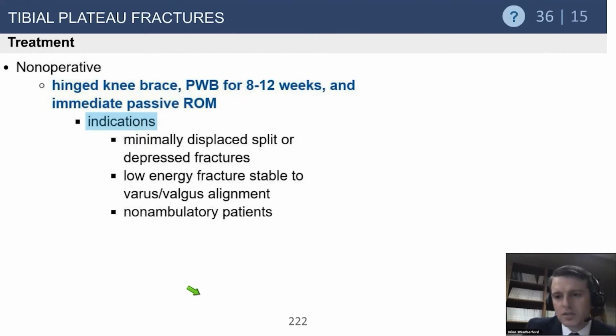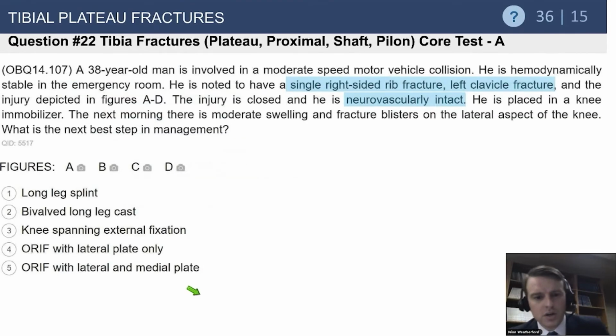Okay, non-surgical treatment is typically with a hinged knee brace and either partial or non-weight bearing for a period of 8 to 12 weeks. You want to begin immediate passive range of motion of the joint. The indications for this are minimally displaced fractures with a split or depression, low energy fractures that are stable to varus and valgus stress, and patients that do not walk or patients that cannot tolerate surgery.